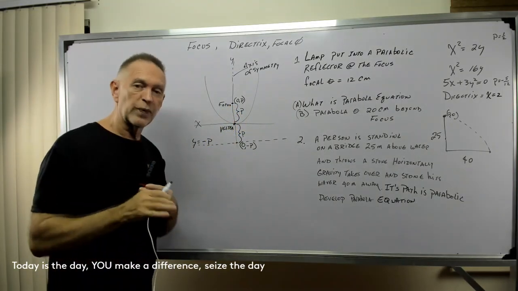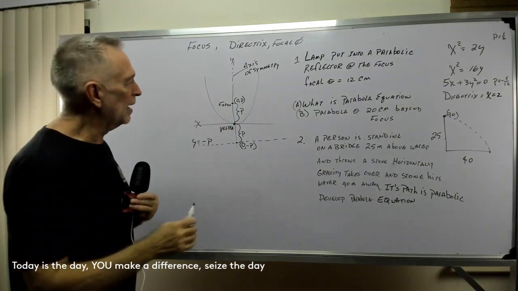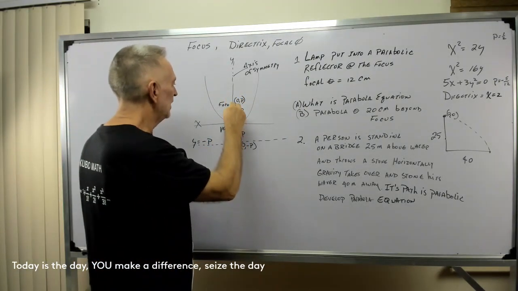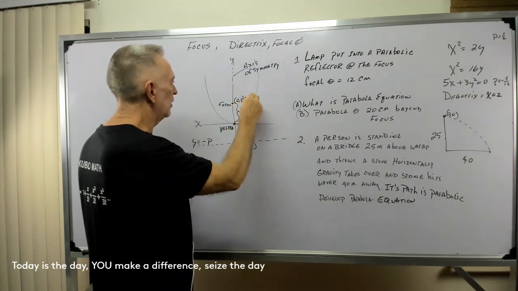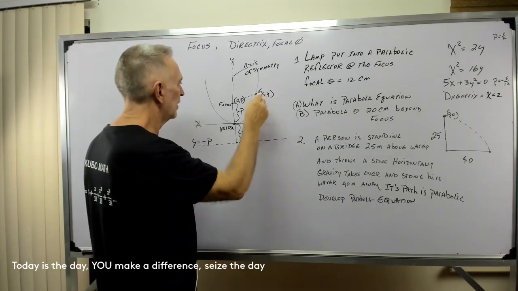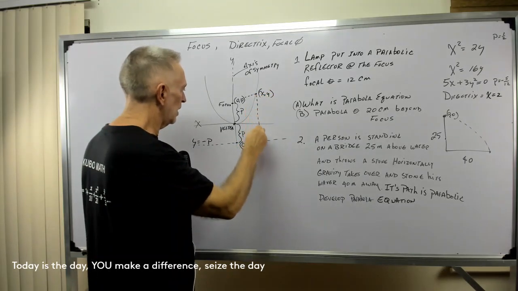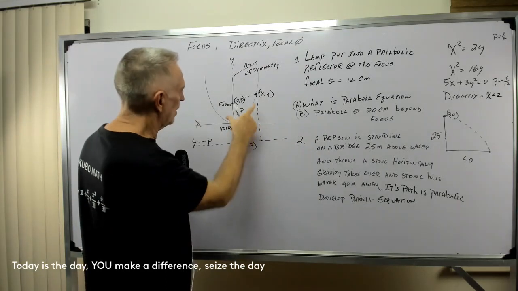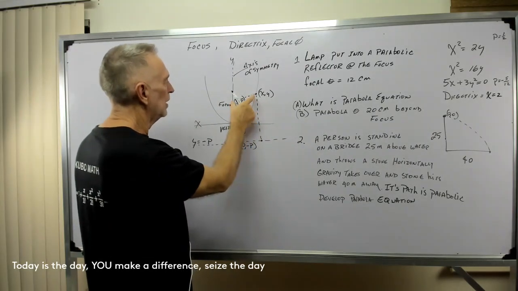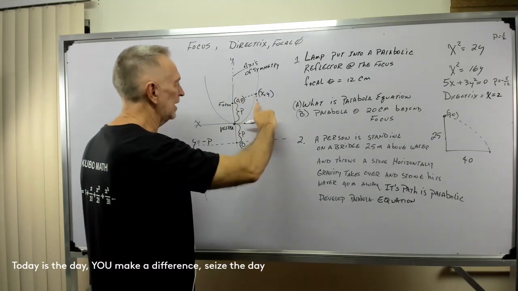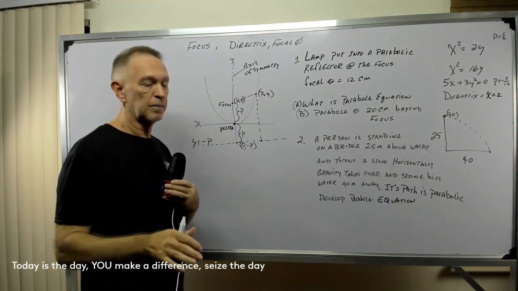Now, the cool thing about parabolas, at least what I think is so cool, is if you go from the focus out here to some point, we'll call it x, y, and you go straight down to the directrix. Now, my graph doesn't show this properly, but this distance will always be the same as that distance, always.